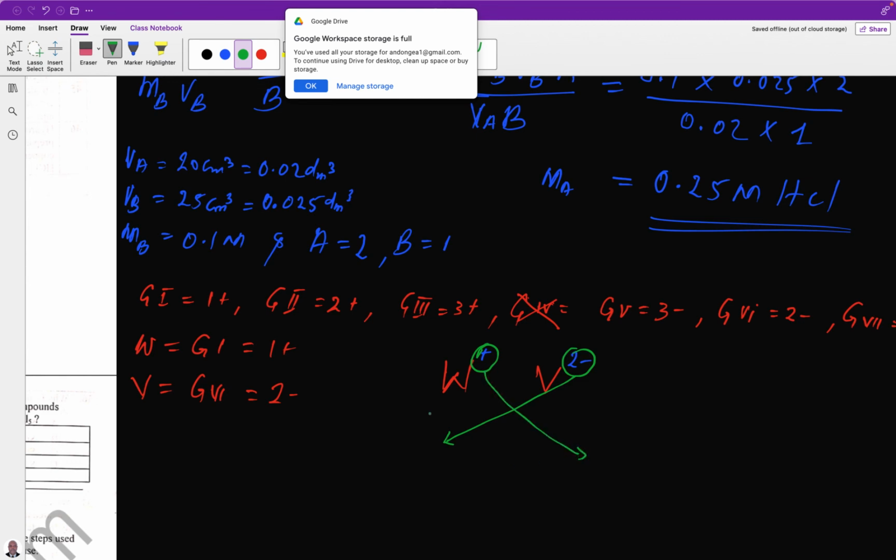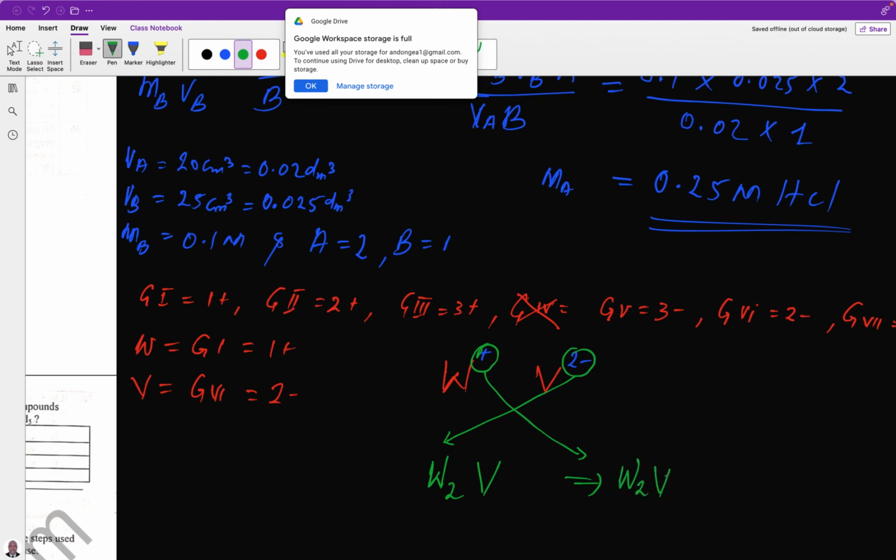So now W will have a 2, so it will be W2. Then V will have a 1 plus, and 1 plus is just 1. W will have the 2 that comes from V, and only 1 goes to V, and we don't rewrite 1. So we can now say the formula is W2V.